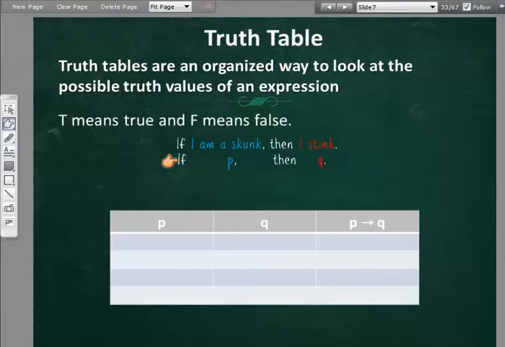They will always look the same for your converse statements. They will always look the same for your inverse statements. They will always look the same for your contrapositive statements. I'm just putting my skunk example up here to help you understand why the table works. So here's what we got. If P, then Q. So you're always going to set up a column for P. You're going to set up a column for Q, and in these columns is where we're going to put our T's and F's. Then we'll set up a column for our P implies Q.